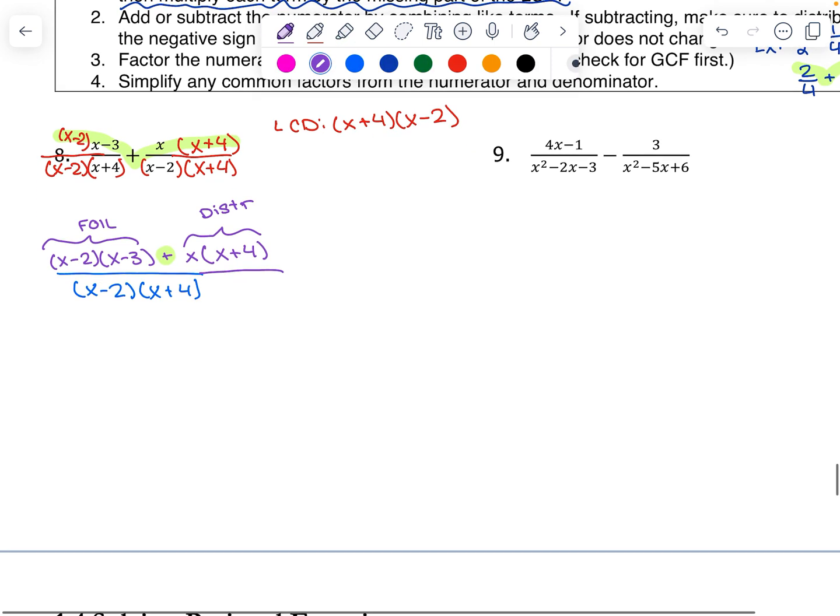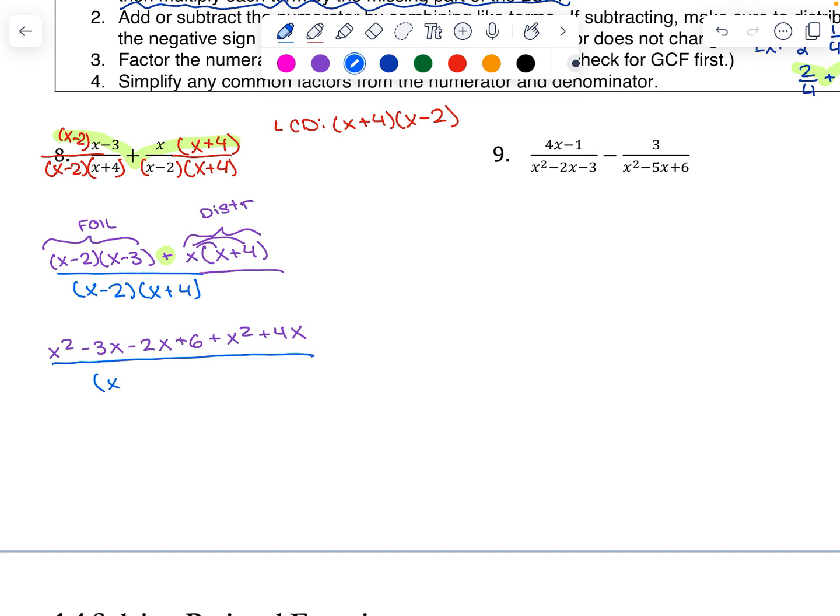So I'm going to go ahead and FOIL. X times x is going to give me x squared. X times negative 3 is negative 3x. Negative 2 times x is negative 2x. Negative 2 times negative 3 is a positive 6. So I FOILed. Plus, when I distribute, x times x is x squared. X times 4 is a 4x. Wonderful. I did nothing with the denominator. I'm going to keep it exactly the same: x minus 2 times x plus 4.